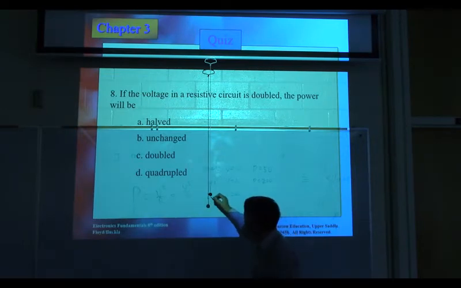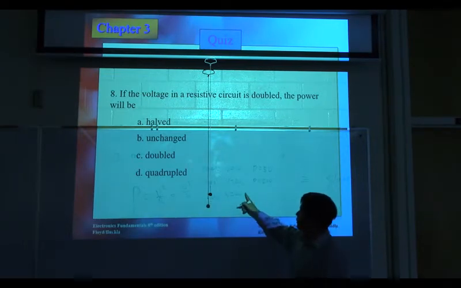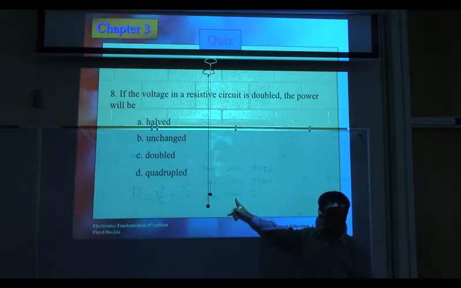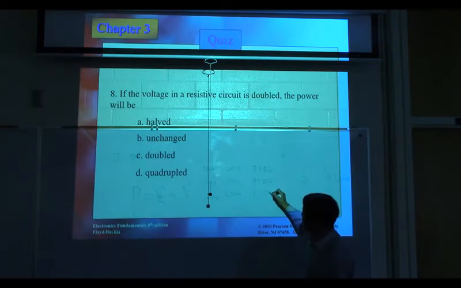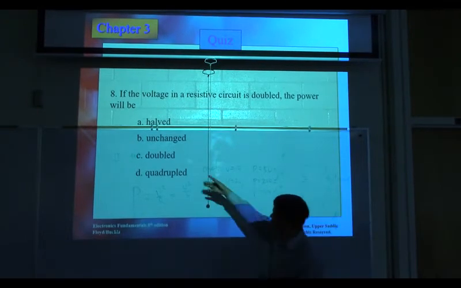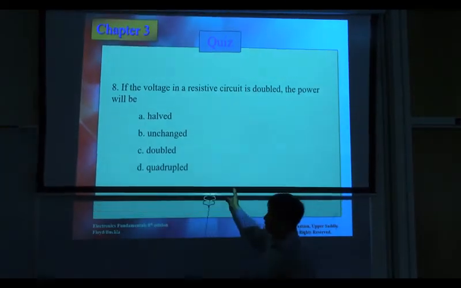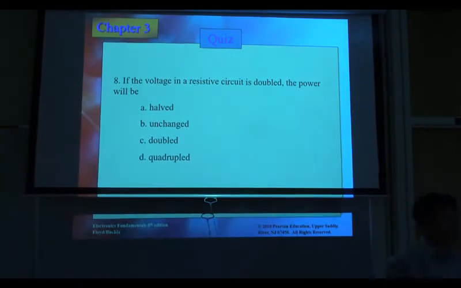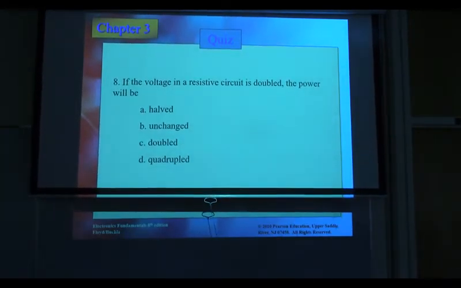Double this again, right? So what is this P? 800. So multiply by 4 again. Alright, this is a quadruple. So okay, now we see the answer is D. I get it now. It's good?